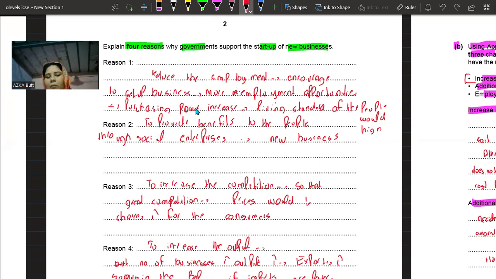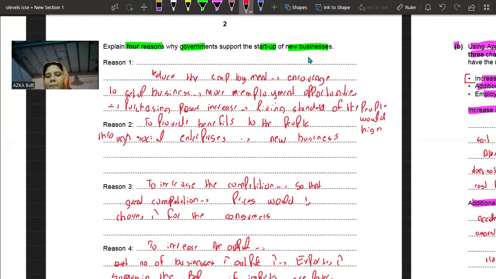Because if there are more businesses, it means that they would be hiring more laborers. And if they are hiring more laborers, it means that now more laborers are getting paid. And it means that now their purchasing power is increasing, and hence their living standard is also increasing.